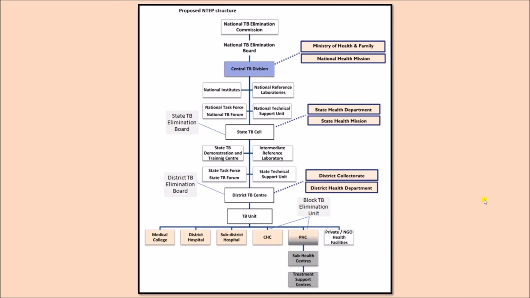Now this is the proposed NTEP structure. As you can see, there is central TB division, state TB cell and district TB cell, under which there are TB units. There is also involvement of medical college, district hospital, sub-district hospital, community health center, primary health center, etc. Also different laboratory facilities have been mentioned here. So you can pause the video here and look at the whole thing.